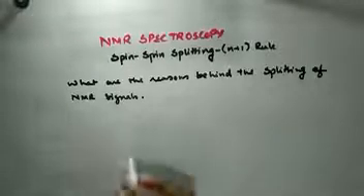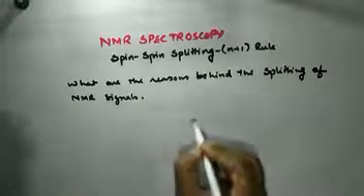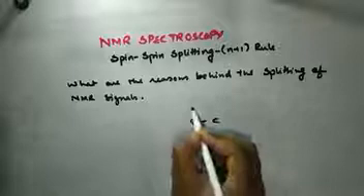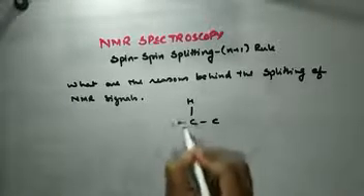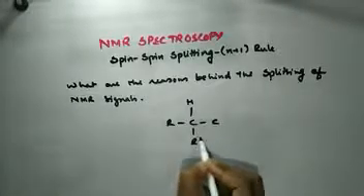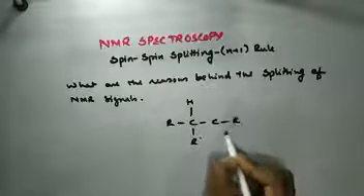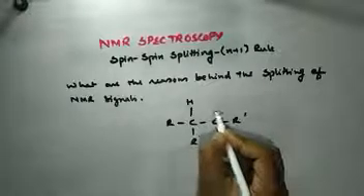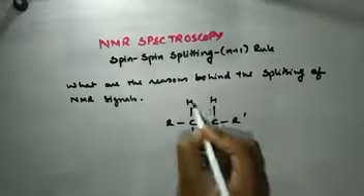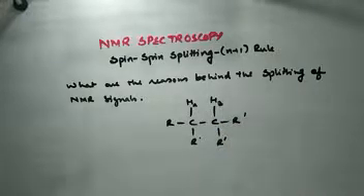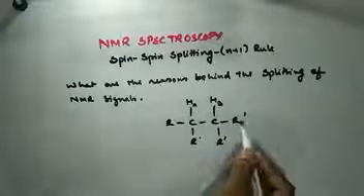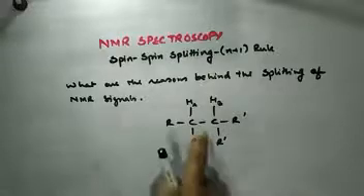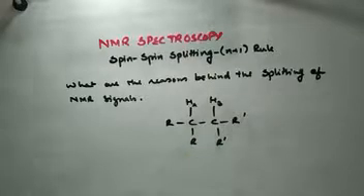Okay, so just consider a scenario where you have a proton here. Here you have two different types of proton, HA and HB, in a different chemical environment as suggested by the substituents here, which are different than the substituents here.